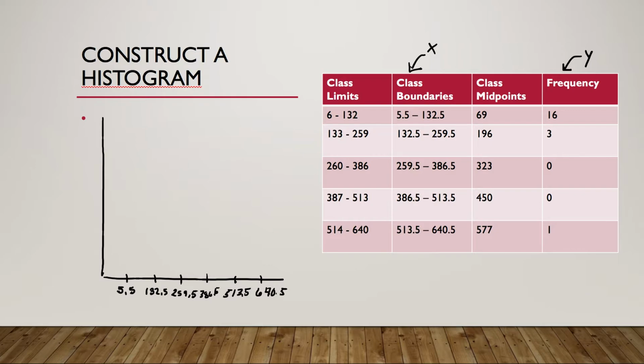Now, you do want a label along that x-axis. If you actually had some information about the data, like if you knew that these numbers were test scores, you would put something like test scores on the bottom. Or if you knew that they were, say, somebody's height or weight, you could put that kind of information. But since we don't have that, I'm just going to go ahead and down here put class boundaries.